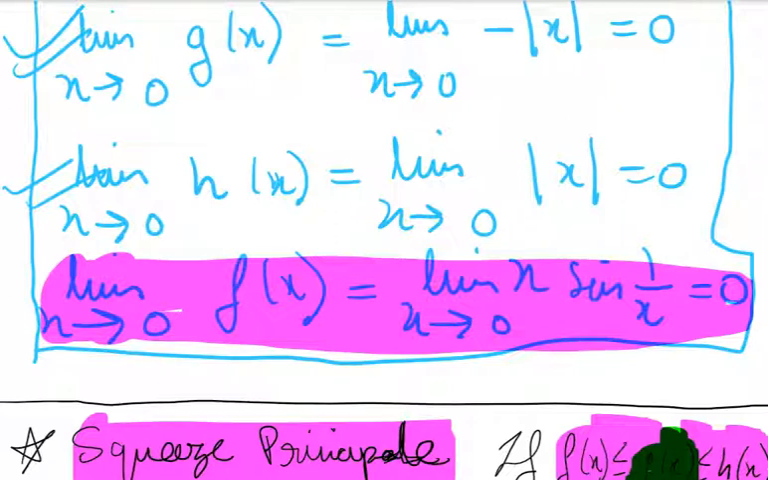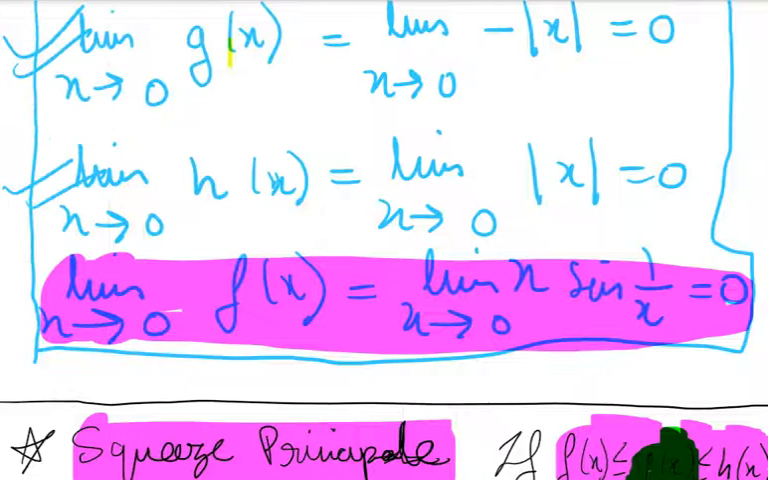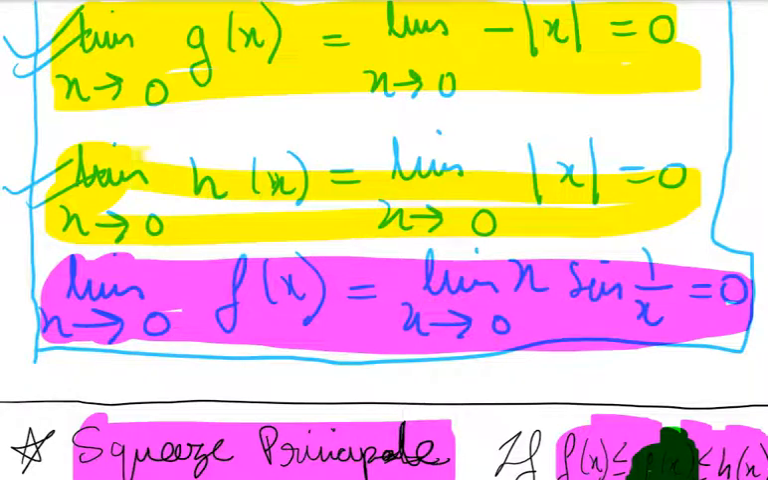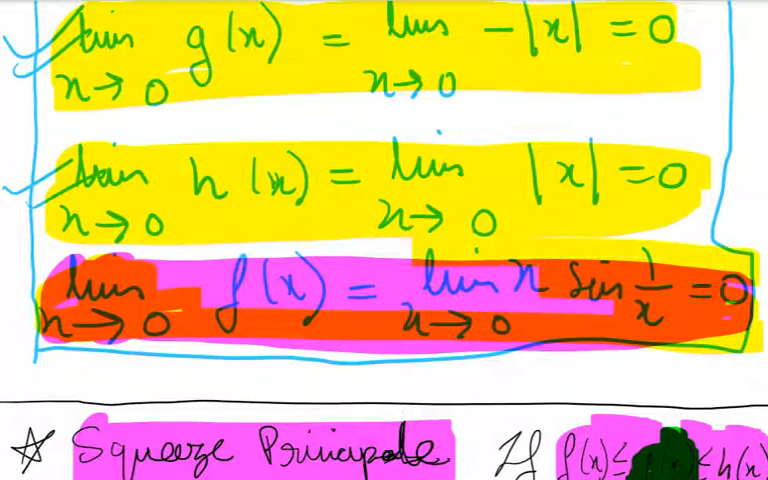So as we take the limit x tends to 0, what do we get? The first one, g of x, is simple: put 0, so it becomes 0. Then h of x is also 0. So these two are 0, and according to the squeeze principle, the one that is squeezed in will also be equal to 0. Simple logic, don't worry about anything.